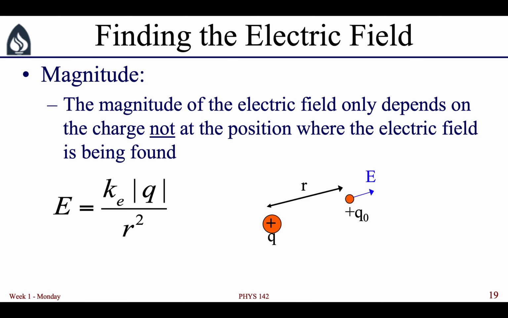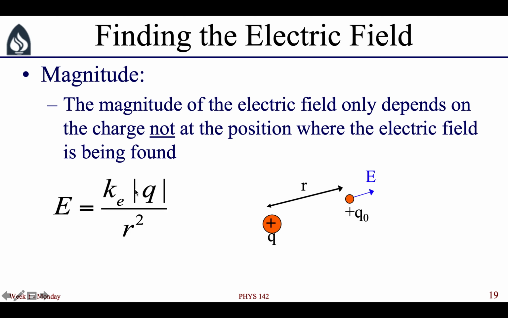Secondly, we need to find the electric field magnitude, and the magnitude of the electric field only depends on the charge or charges not at the position where you are trying to find the electric field. So once again, if we consider that previous situation, we have a positive charge, and we put our positive test charge there, and then we found the electric field direction. Then to find the magnitude, we only consider the charge not at the location where we want to find the electric field.